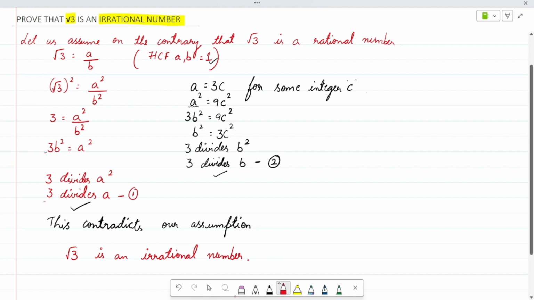Wish this clears how to prove the given number to be irrational.